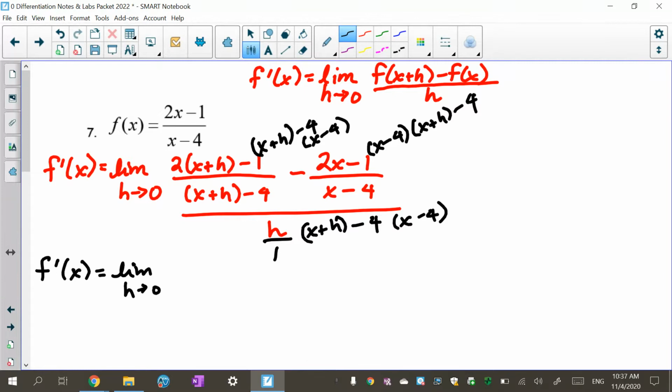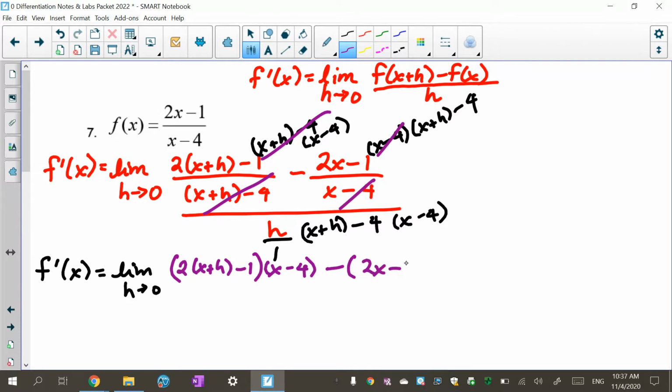So by doing this, I should be getting rid of all the fractions. So I'm going to use purple here. So this all cancels out. So basically, I'm multiplying that top one, the 2 times x plus h minus 1, I'm multiplying that by x minus 4. Okay, minus this cancels out.